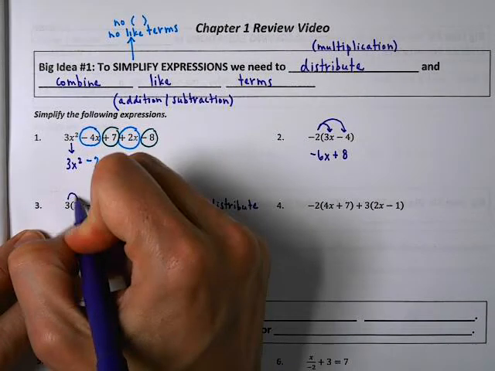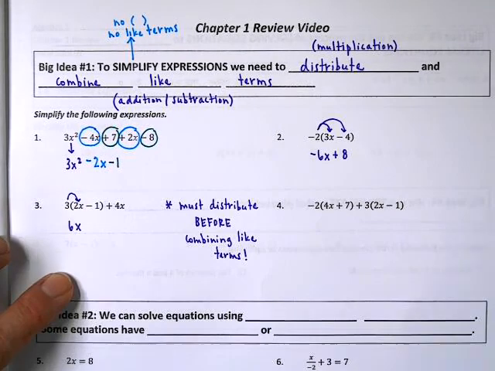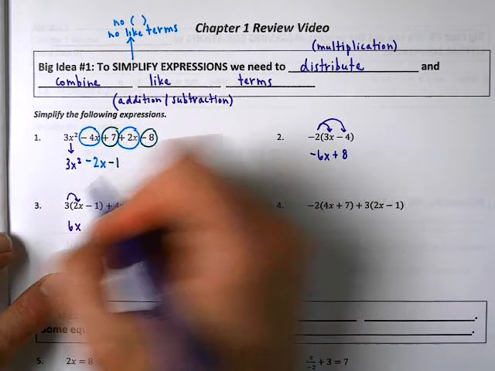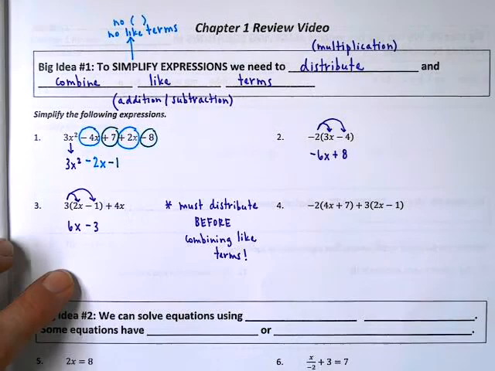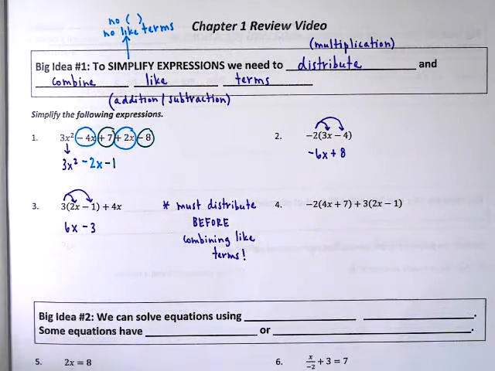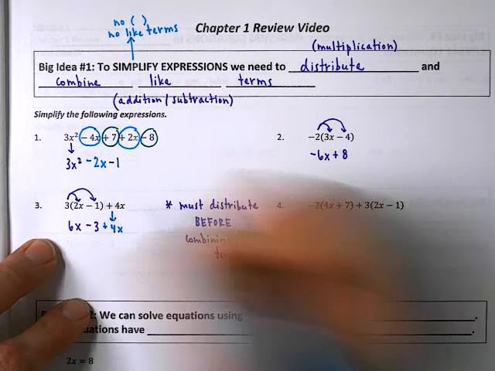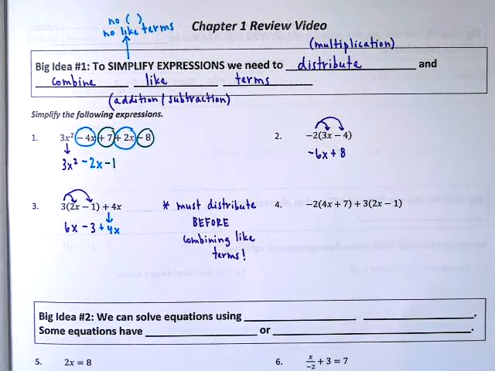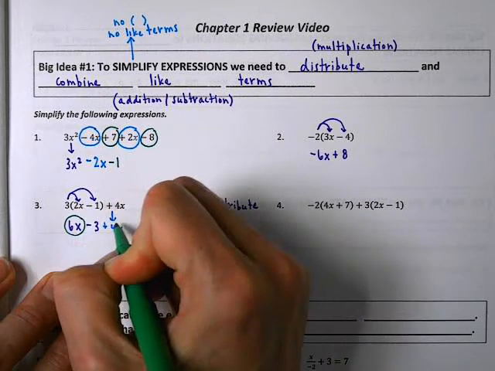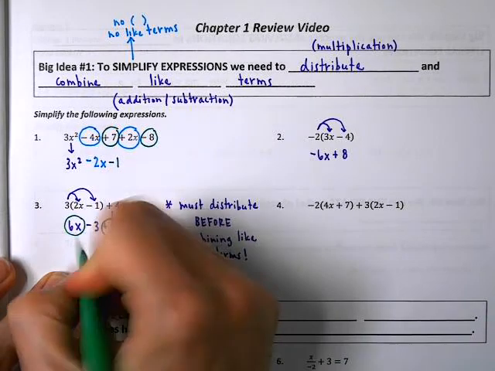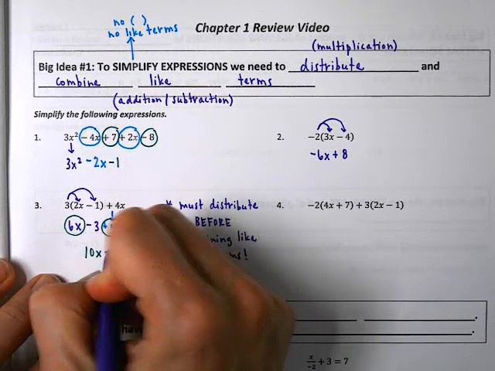Again, I'm multiplying, so I have 3 times 2 is 6, and the x comes along. 3 times a negative 1 is a negative 3. And then I'm going to bring down the positive 4x. Now I look for my like terms. I have 6x and a positive 4x, which is going to give me 10x, and then I can bring down the minus 3.